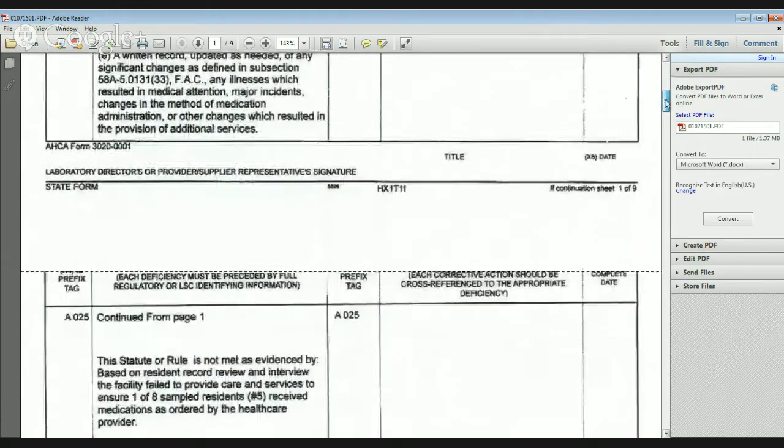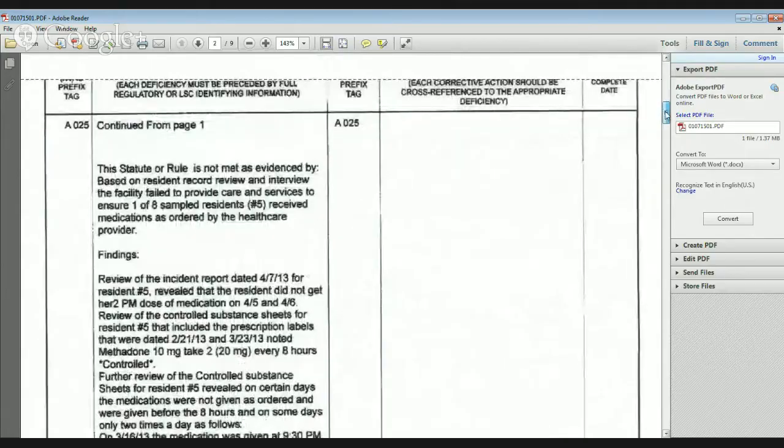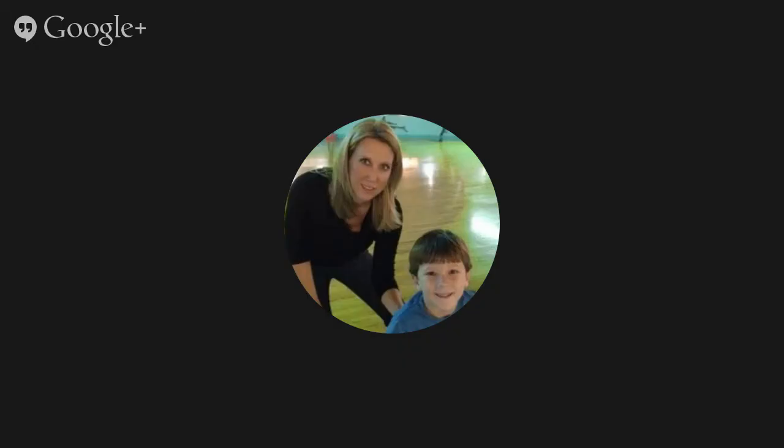Right, on to page number 2 right now. And on page 2, under the broad resident care tag, they found that at this facility the rule was not met, and here's the evidence. So they did a sample of 8 residents, and one of the residents, which they named resident number 5, received medications improperly.